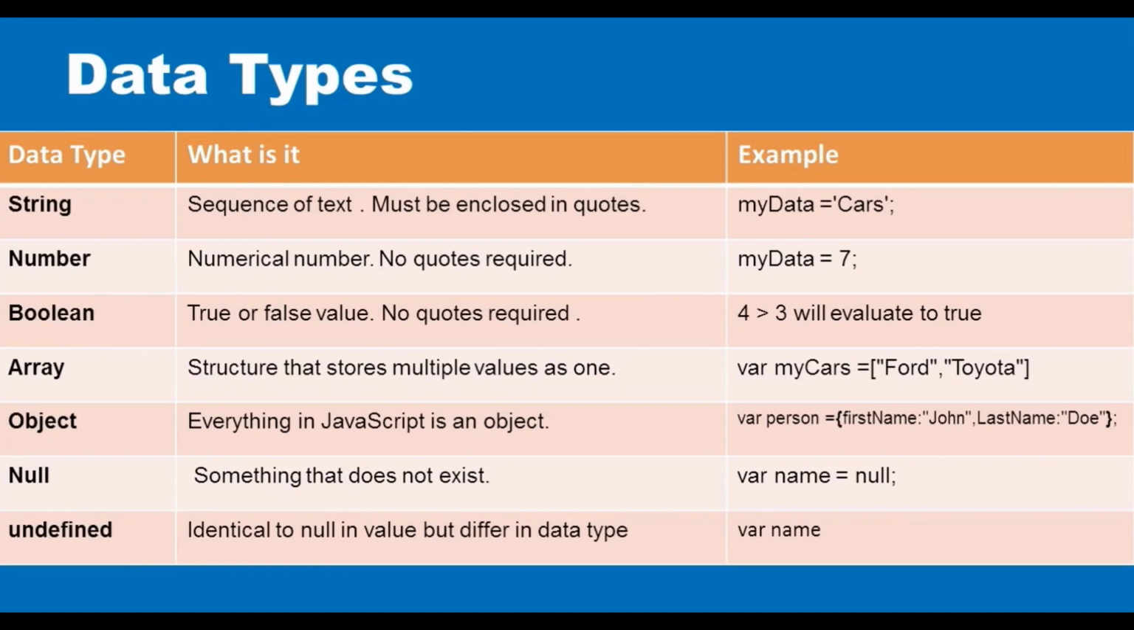The next data type I want to mention is called an array. An array is a data structure that stores multiple values as one single reference. Basically, what that means is a variable can store only one value, but with an array, you can store multiple values as one single reference. You can see here, I've got two values, Ford and Toyota, but I'm referencing them under one variable called my cars. So let me show you a quick illustration inside the console.